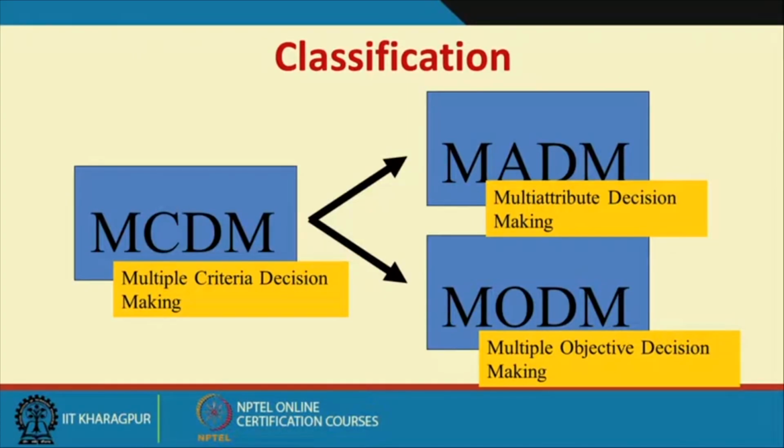Now, you see that, as I said, the classification can be done in this way. Multi-criteria decision making is classified into two parts, one is MADM and another one is MODM. MADM works on the situation where the feasible space provides a finite number of alternatives, and MODM is applied when we have an infinite number of alternatives.